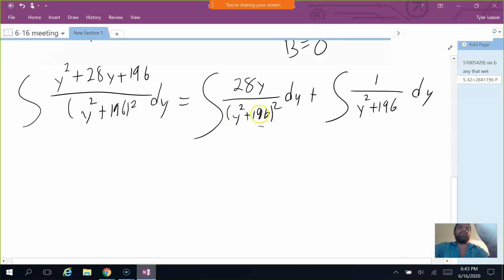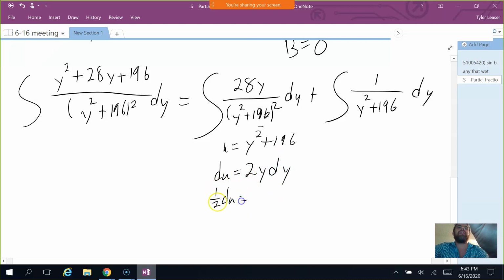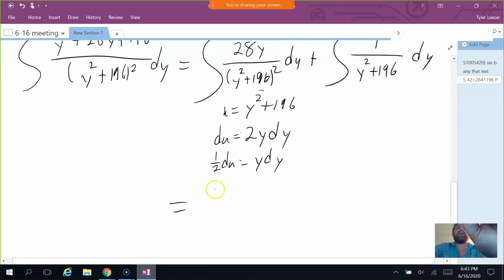This first integral is just going to be a u substitution. If I let u be that y squared plus 196, then du would be 2y dy. And if I divide that 2 over, I get 1/2 du is equal to y dy. So that means that this y dy up here, I can substitute out to be the 1/2 du. All right, so just to write it all out, I still have that 28 floating around, but now the y dy is 1/2 du, and then my denominator is just going to be u squared.